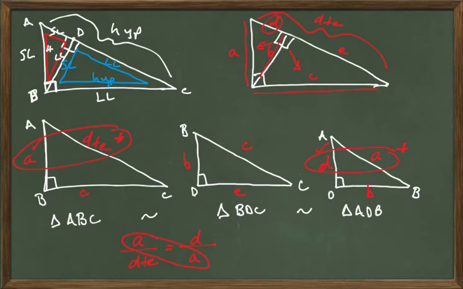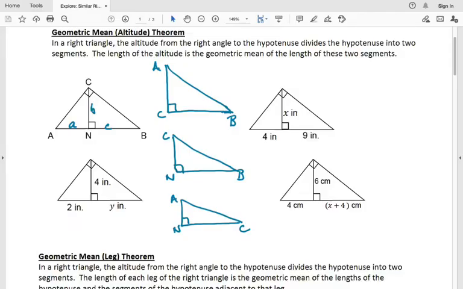Okay, so let's actually look at our notes just to kind of see how this is going to work out. Okay, these are our notes. What I've done is I've taken this triangle and I've broken it up into these three similar right triangles. We're going to focus this time on this particular leg here, which is the altitude. So we're calling this the geometric mean altitude theorem. In a right triangle, the altitude from the right angle to the hypotenuse divides the hypotenuse into two segments, and the length of the altitude is the geometric mean of the length of these two segments.